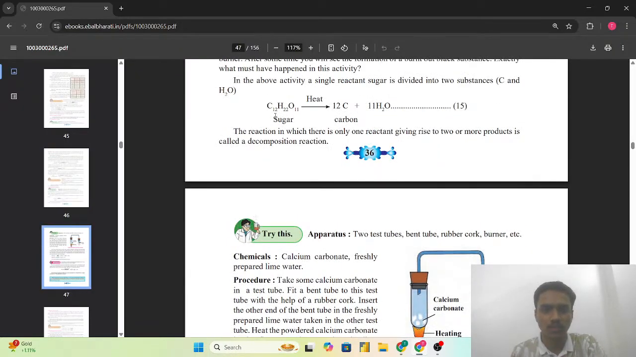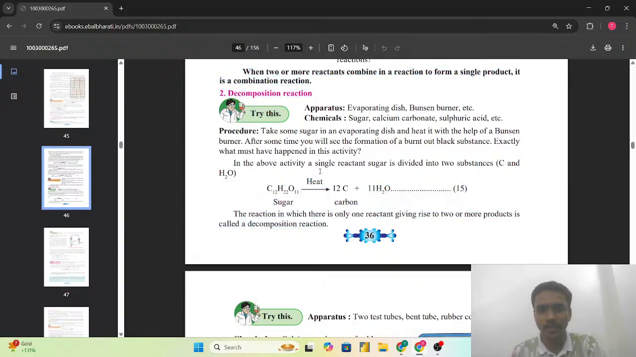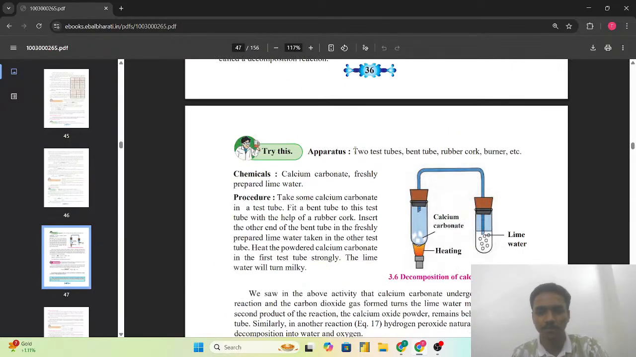And we have also studied the decomposition reaction. We studied the example of sugar: when heated, there is the formation of carbon and water. As we can see, 12 atoms of carbon and 11 molecules of water are forming in this chemical reaction. Here one single reactant gets broken down into two or more products, and that type of reaction is called a decomposition reaction.